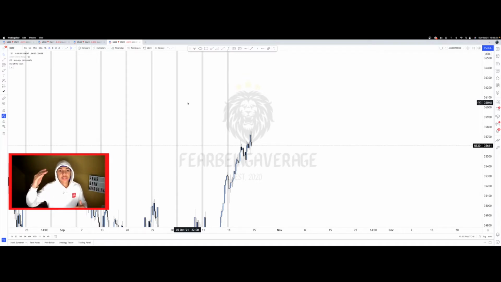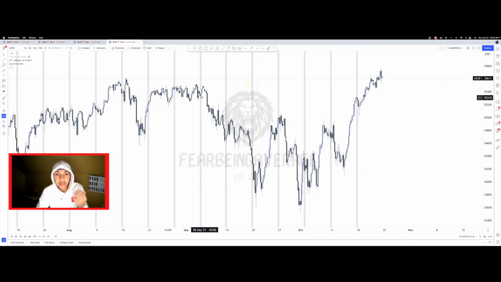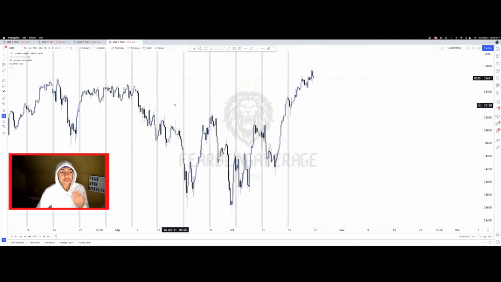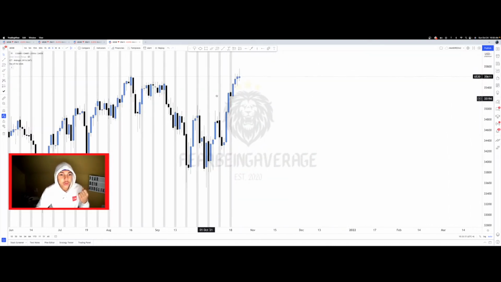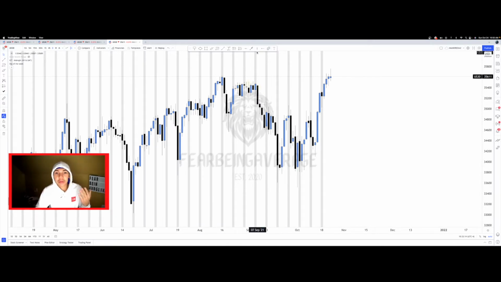So the difference is high probability, fewer trades, higher probability of winning; low probability, more trade opportunities, less of a chance of winning. So basically, you want to learn to trade off of higher time frame order blocks. That's really what it comes down to. So I'm going to show you guys examples of high probability order blocks being respected.